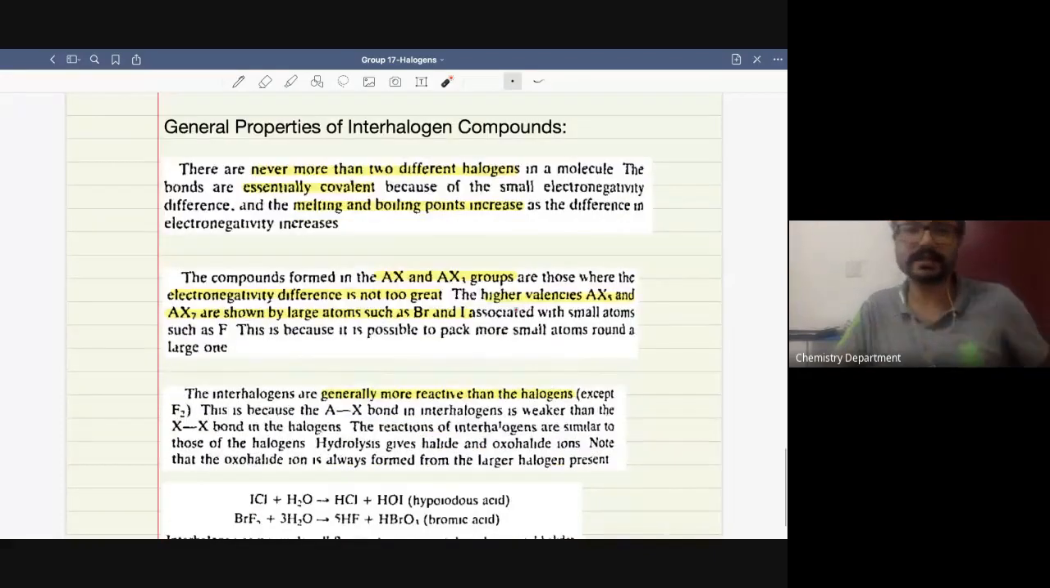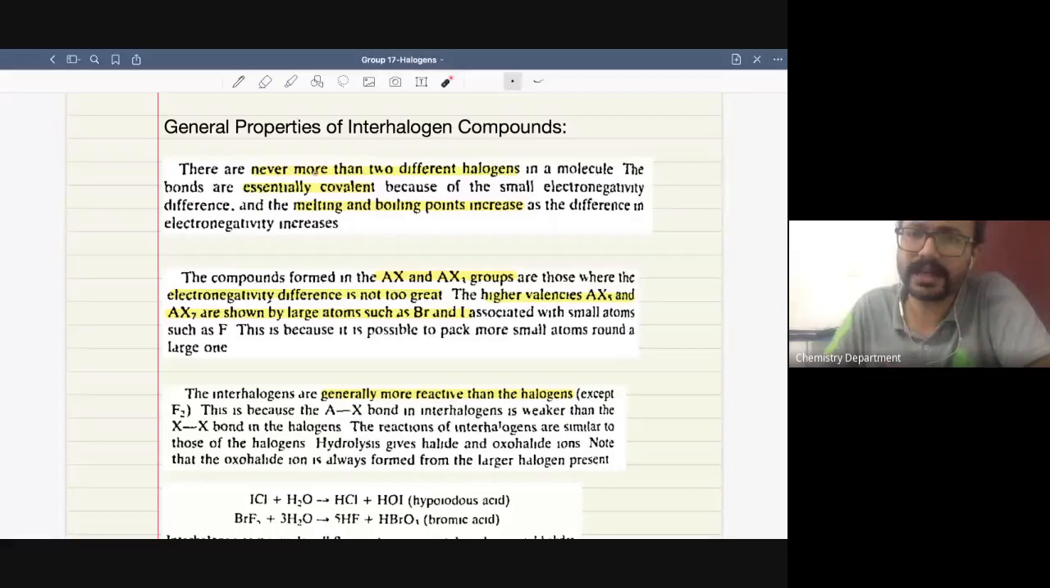Now quickly, let us look into the general properties of the interhalogen compounds. There are never more than two different halogens. So if you look carefully at the interhalogen compounds I just showed, in all of them there are only two types of halogens. There are no more than two halogen atoms types.